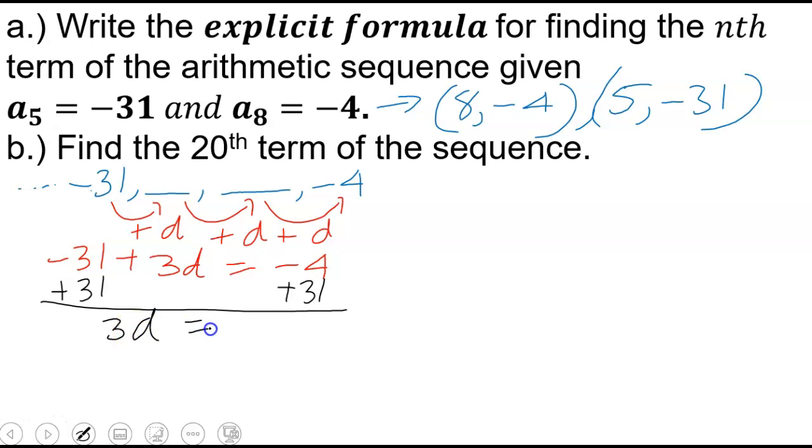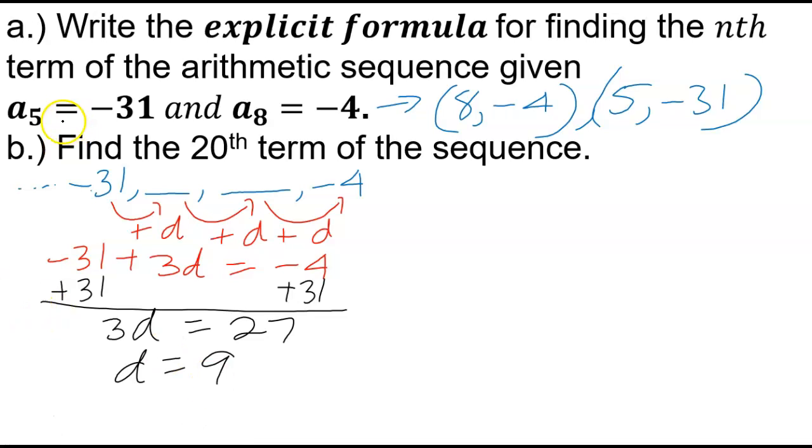So 3D equals -4 plus 31, which is 27. And now we divide both sides by 3, and we get D equals 9. So now we know what the common difference is. We are going to find the first term.